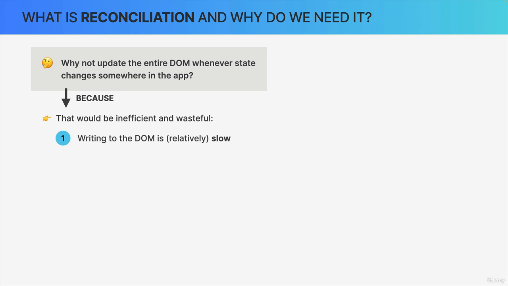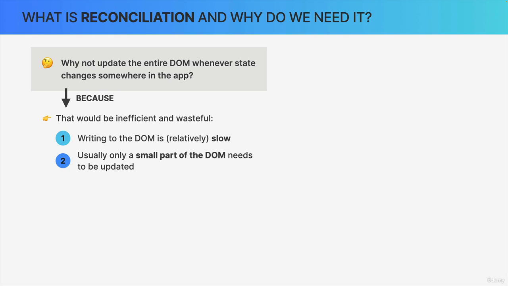Also, usually when the state changes somewhere in the app, only a small portion of the DOM needs to be updated, and the rest of the DOM that is already present can be reused. Now, of course, on the initial render, there is no way around creating the entire DOM from scratch, but from there on, doing so doesn't make sense anymore.